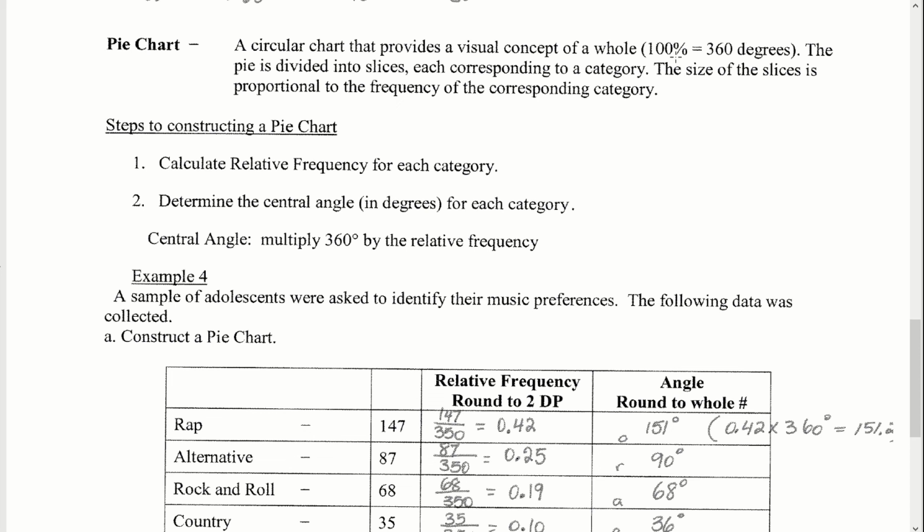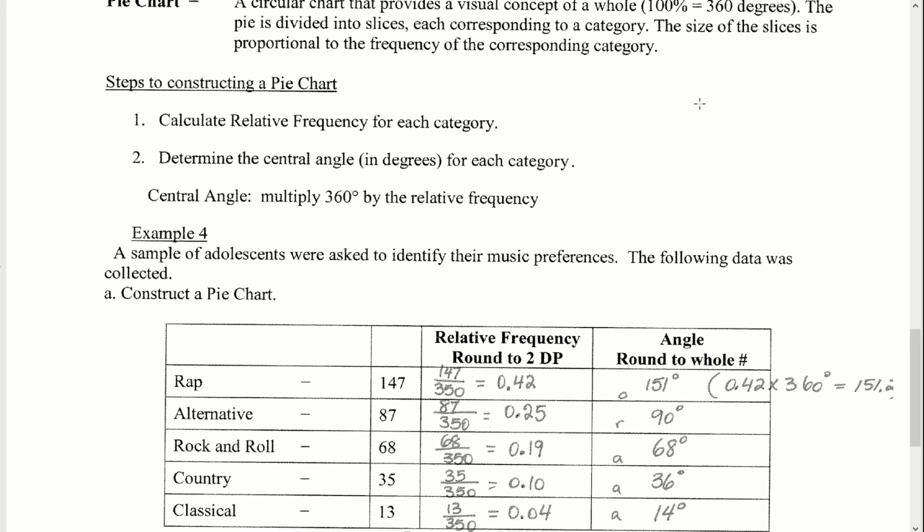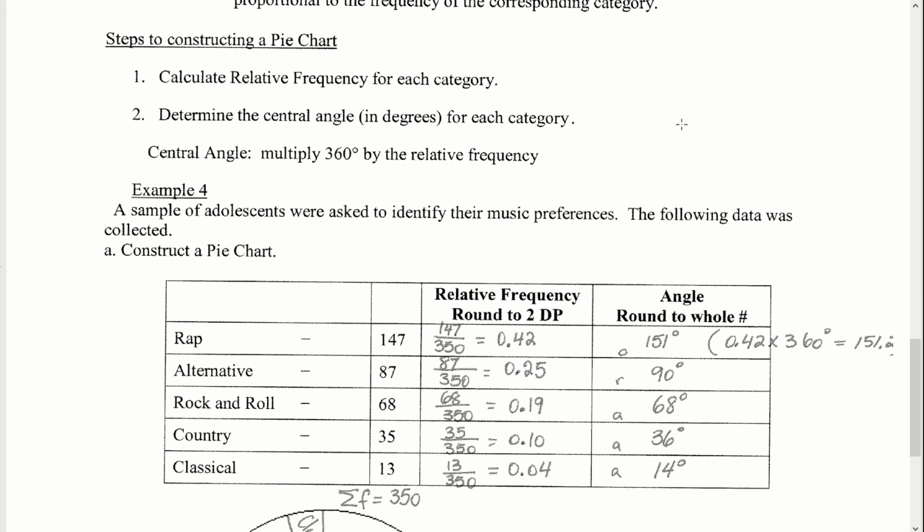The pie will be divided into slices, where each slice corresponds to a category, and the size of the slices is proportional to the frequency of the corresponding category. So to construct a pie chart, these are the steps you would want to take.